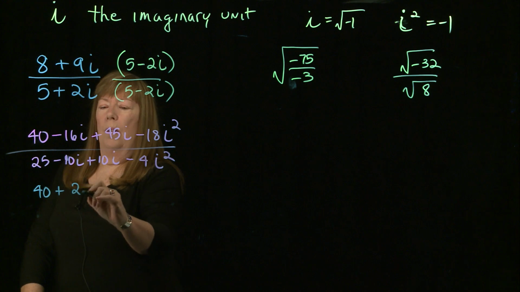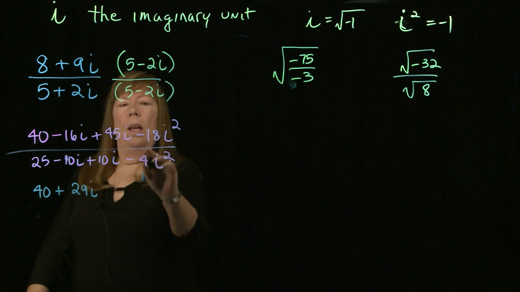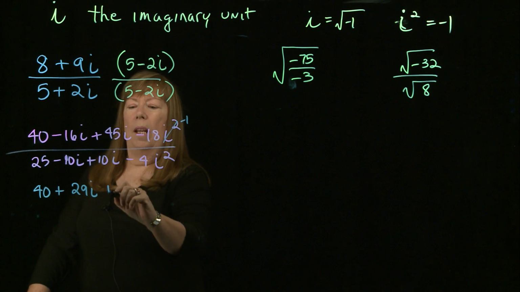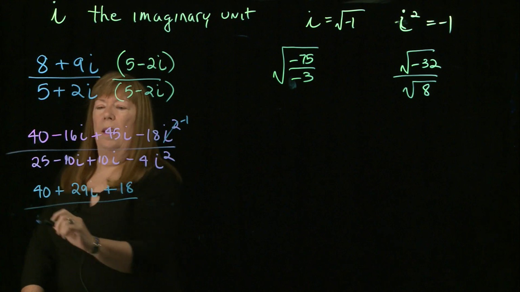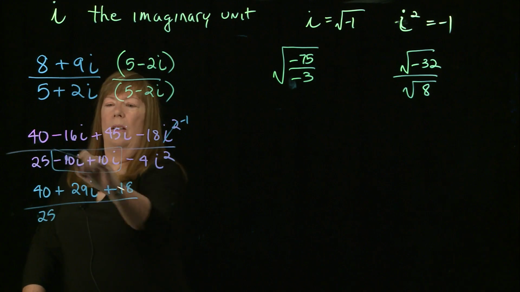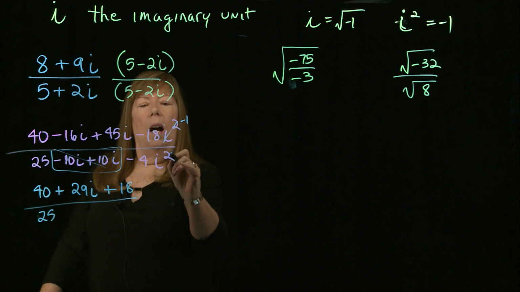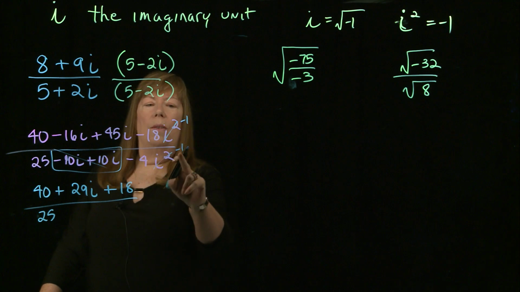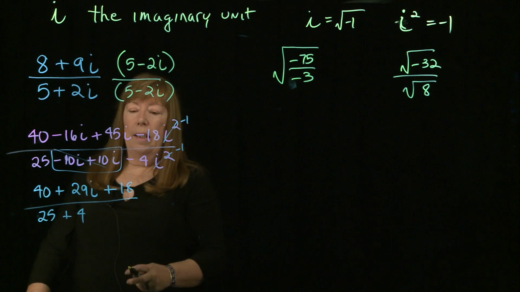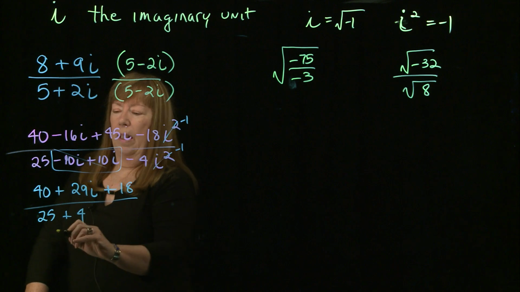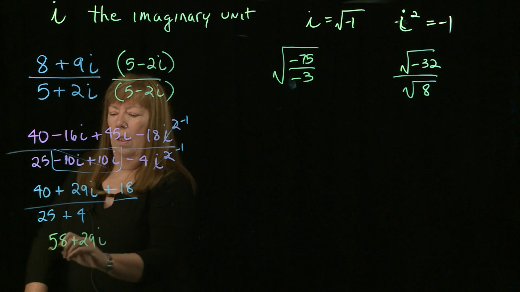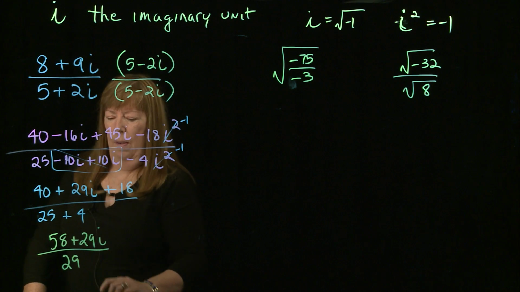Okay, now let's collect some like terms. 40 plus 29i. Let's see, i squared is really negative 1, right? So negative 18 times negative 1 is positive 18. Good. And on the bottom I have 25. These guys cancel. i squared is still negative 1, and negative 4 times negative 1 is positive 4. Let's collect some like terms. 40 plus 18 is 58 plus 29i over 29.